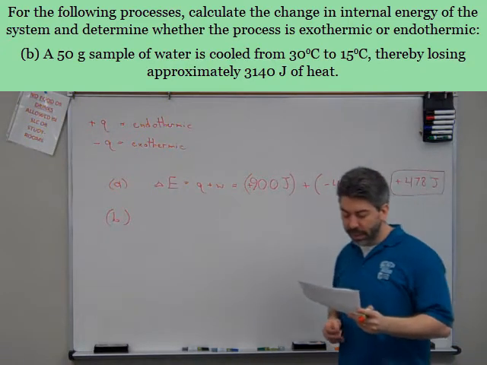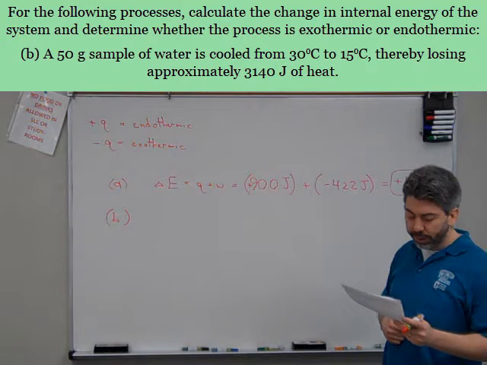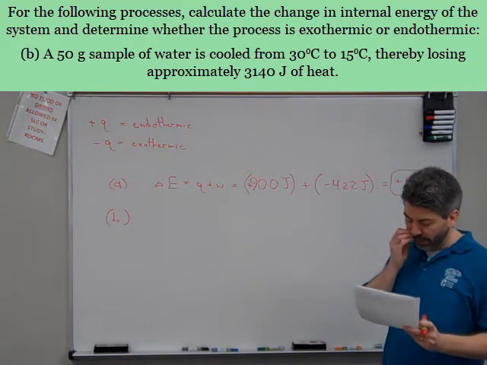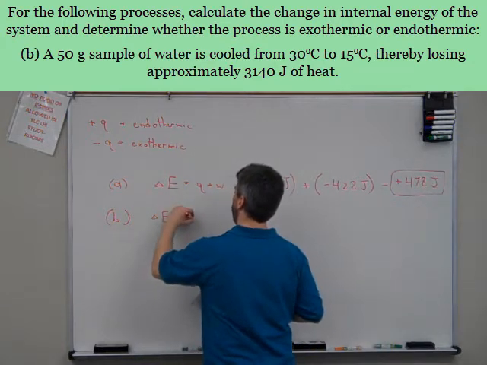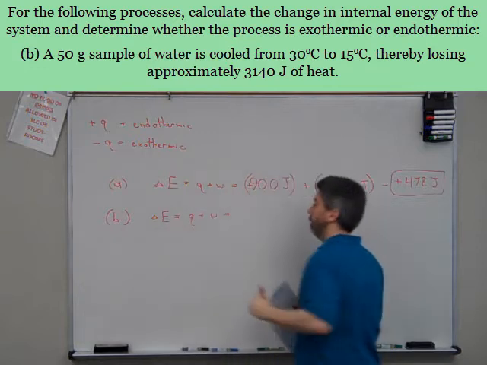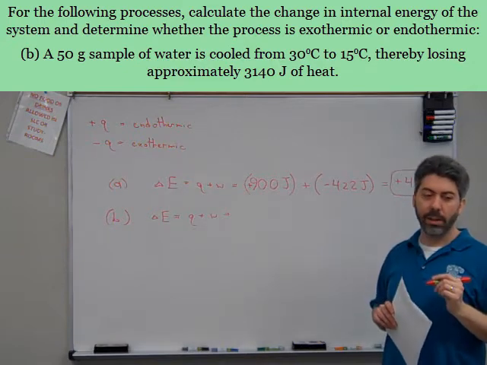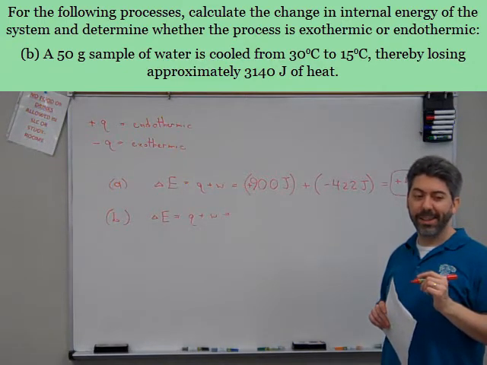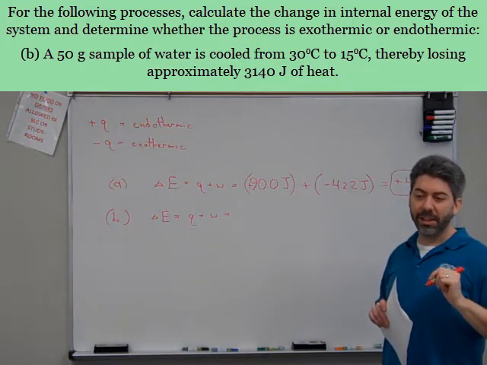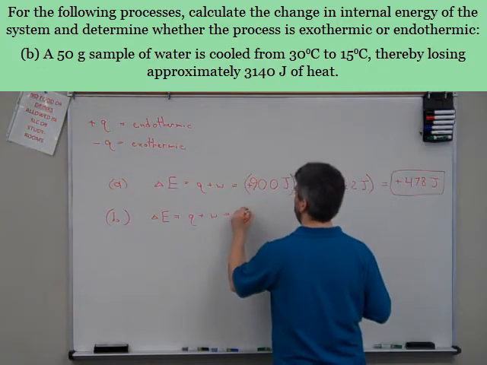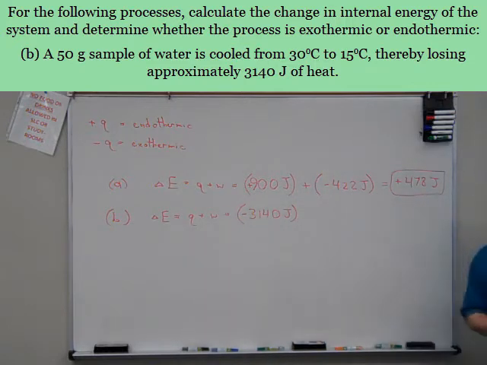Let's take a look at B. It says a 50 gram sample is cooled from 30 degrees to 15 degrees, thereby losing approximately 3,140 joules of heat. So delta E is equal to Q plus W. What's the Q for this process? The 3,140 joules? Positive or negative? Negative, because it's cooling. Yeah, it's losing. So negative 3,140 joules. So always ask yourself that question, is it positive or negative?